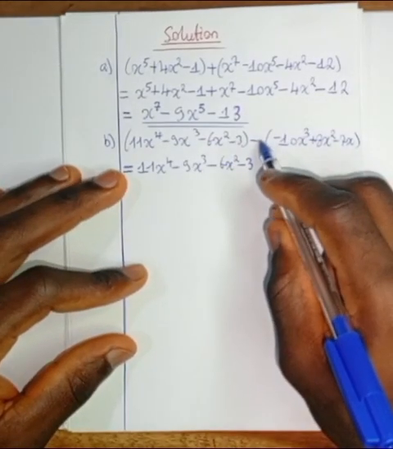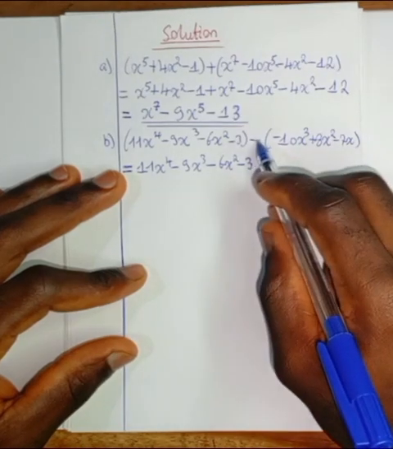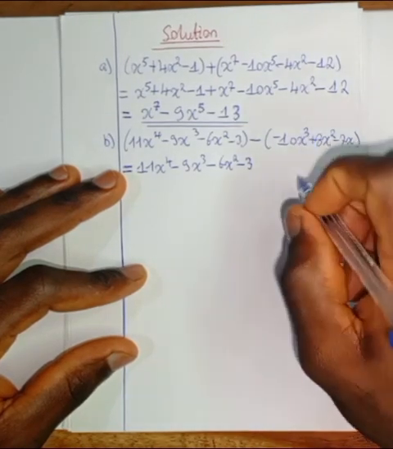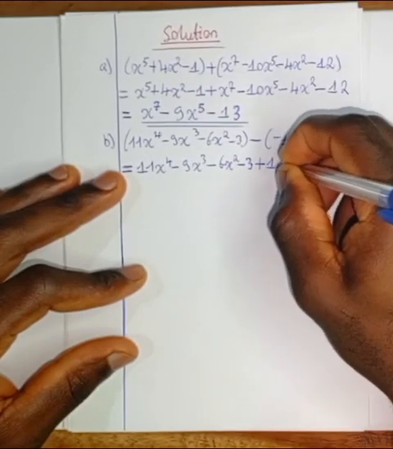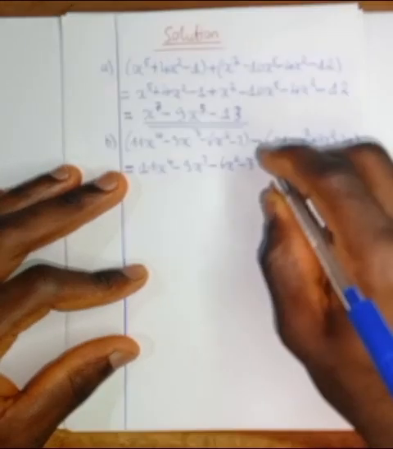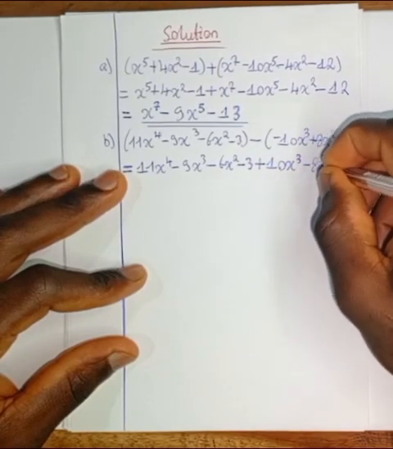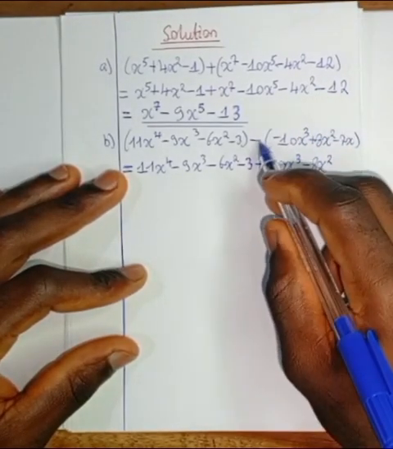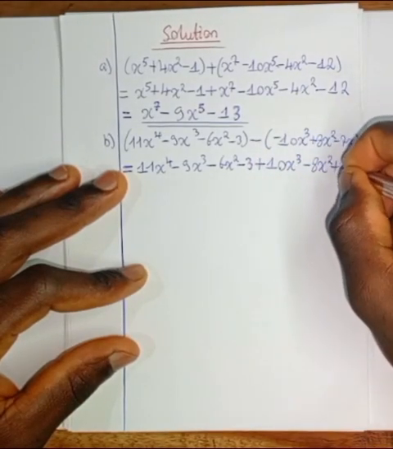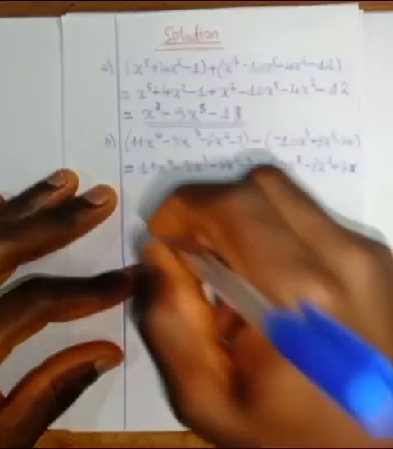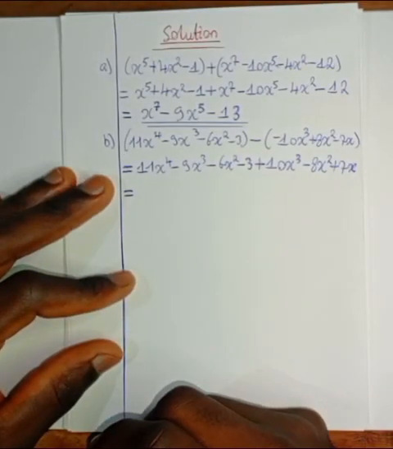Here we know the coefficient is negative 1. We are going to multiply all the terms in this bracket by negative 1. Negative 1 times negative 10x cubed becomes positive 10x cubed. Negative 1 times 8x squared gives us minus 8x squared. Negative 1 times negative 7x gives us plus 7x. This will be equal to, we are going to bring the like terms together.